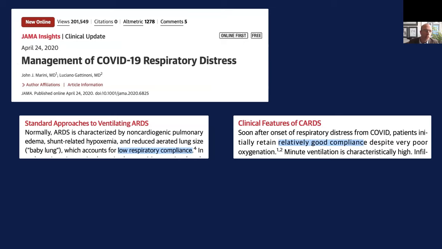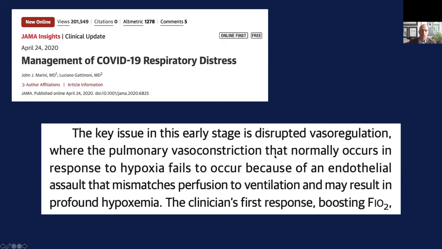And then quite emphatically, and it doesn't get broader in terms of reach than JAMA, in his JAMA article on management of COVID-19 respiratory distress, he talked about the standard approach to ventilating ARDS, which has shunt-related hypoxemia and low respiratory compliance, versus CARDS, which is now COVID acute respiratory distress syndrome, having relatively good compliance despite poor oxygenation. He said the key issue in this early stage is disrupted vasoregulation, where the pulmonary vasoconstriction that normally occurs in response to hypoxia fails to occur because of an endothelial assault that mismatches perfusion to ventilation and may result in profound hypoxemia. You'll notice there's no citation on that. There's no mechanistic study that actually demonstrates this. This is all inferred from that argument that they have normal compliance, so something else must be causing their hypoxemia.